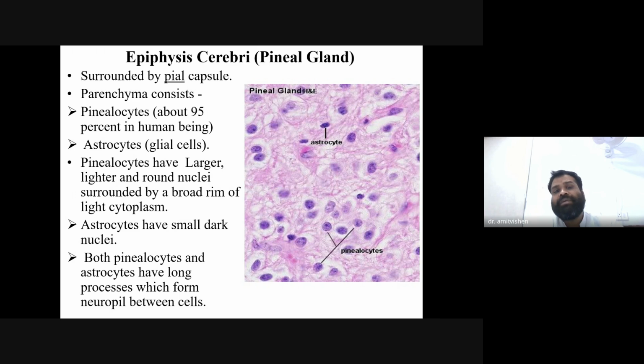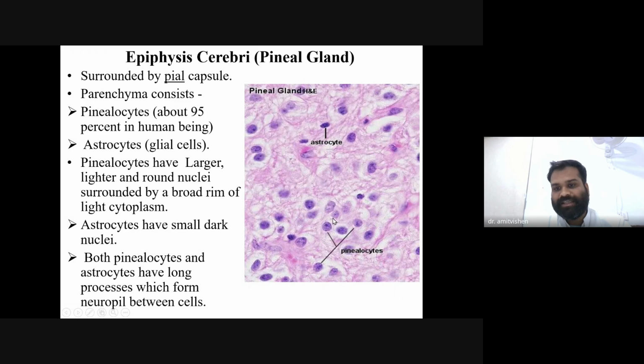How will we differentiate pinealocytes from astrocytes? You can see these pinealocytes are larger than the astrocytes, and pinealocytes are lighter in color as compared to the astrocytes. So this is the difference. The pinealocytes will be larger, and these rounded nuclei are surrounded by a broad rim of light cytoplasm.